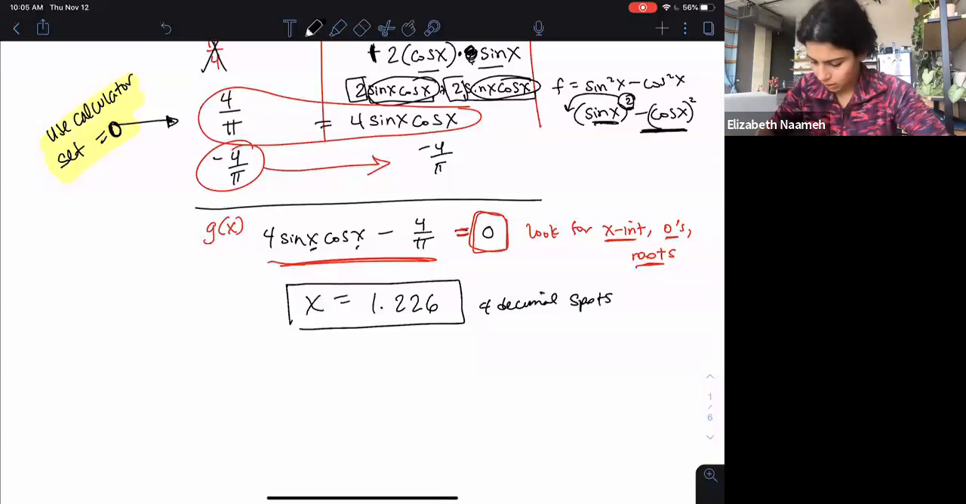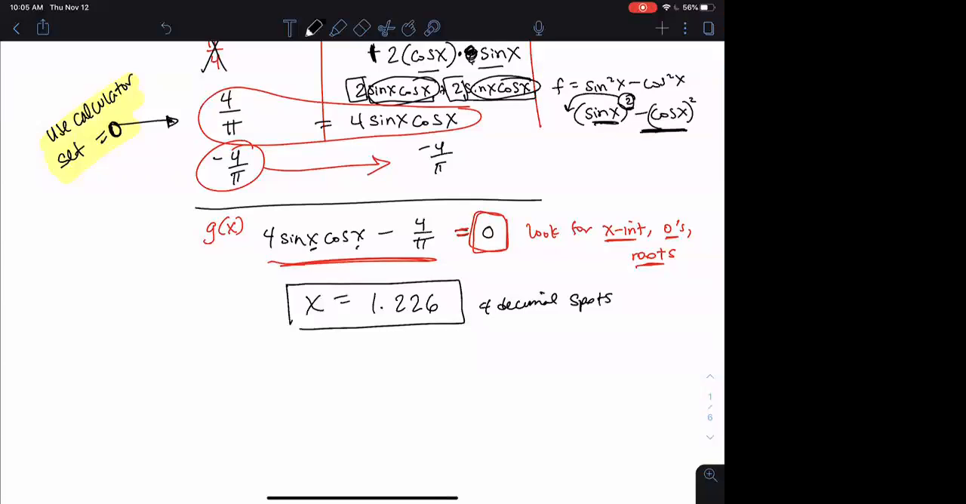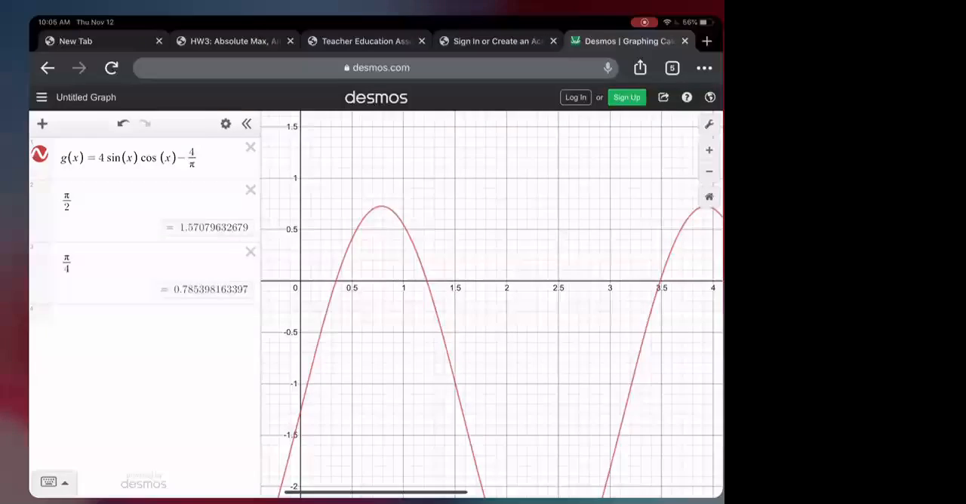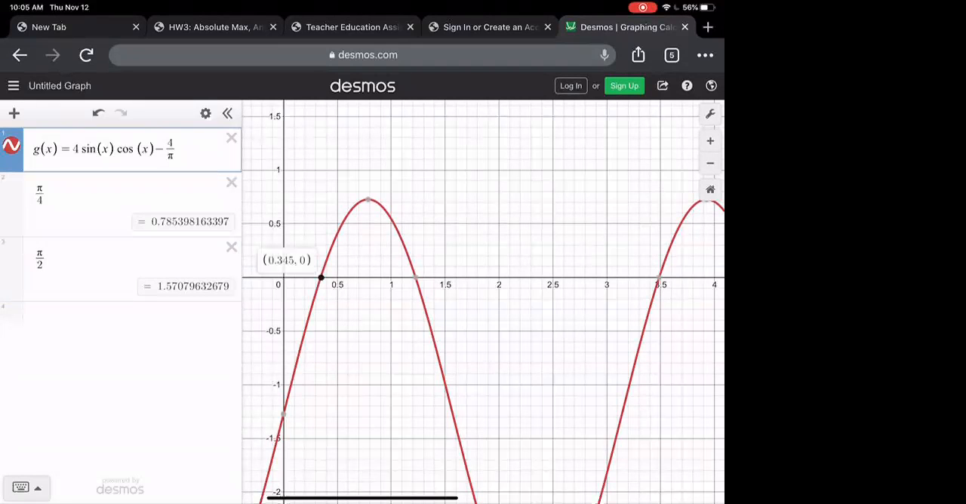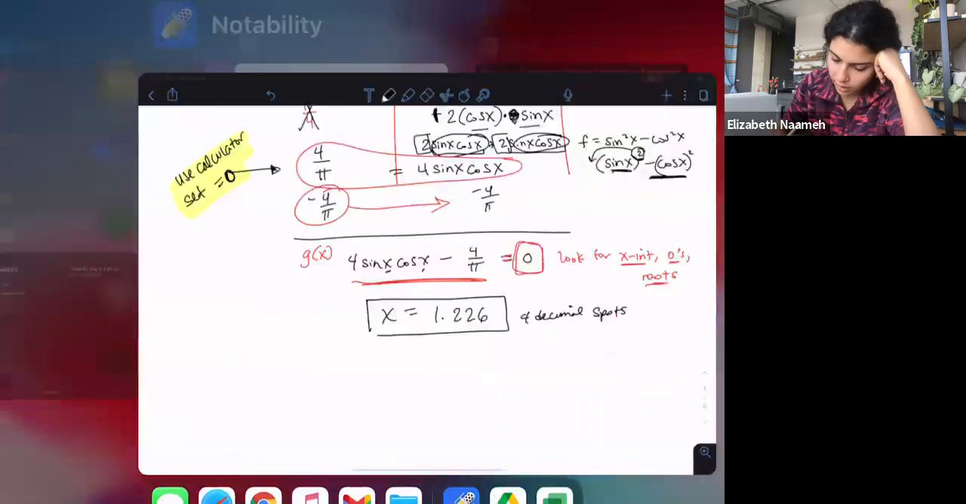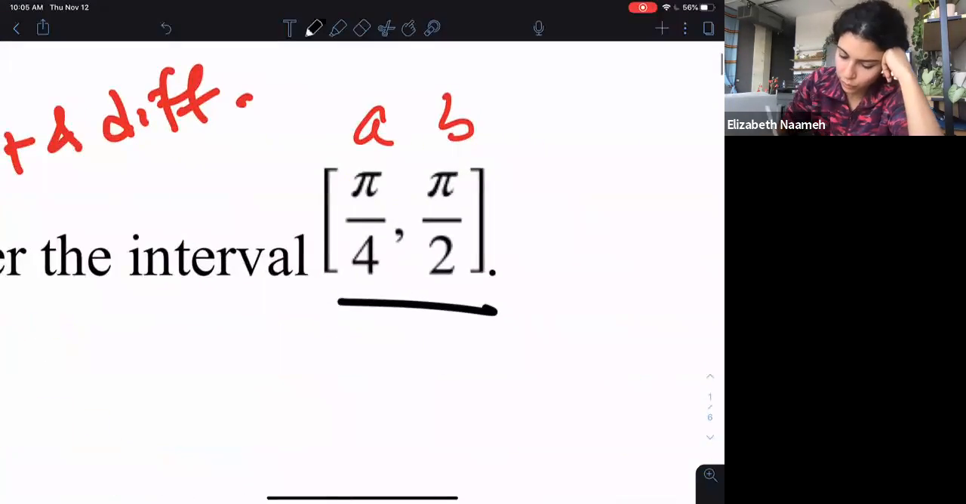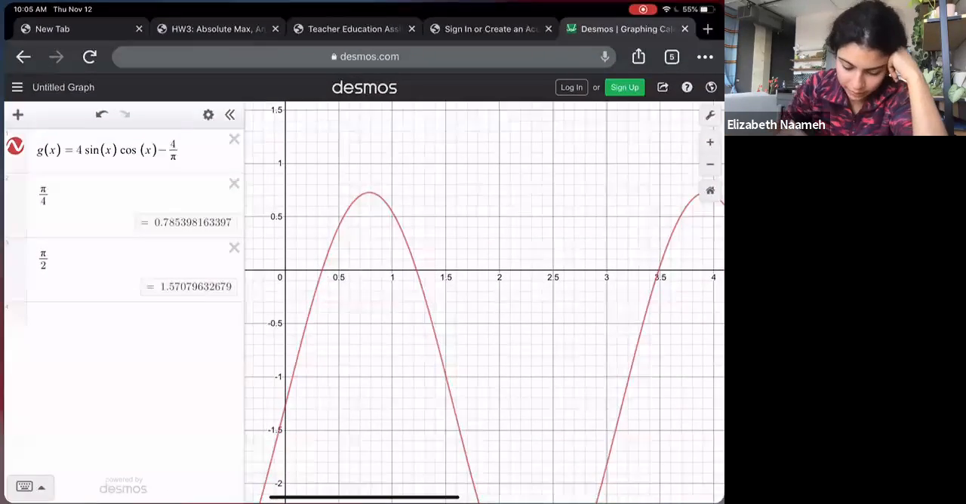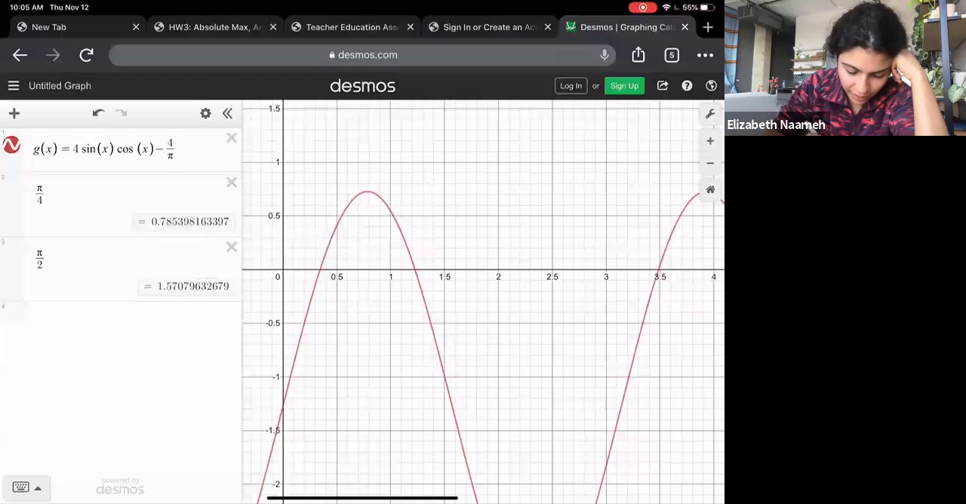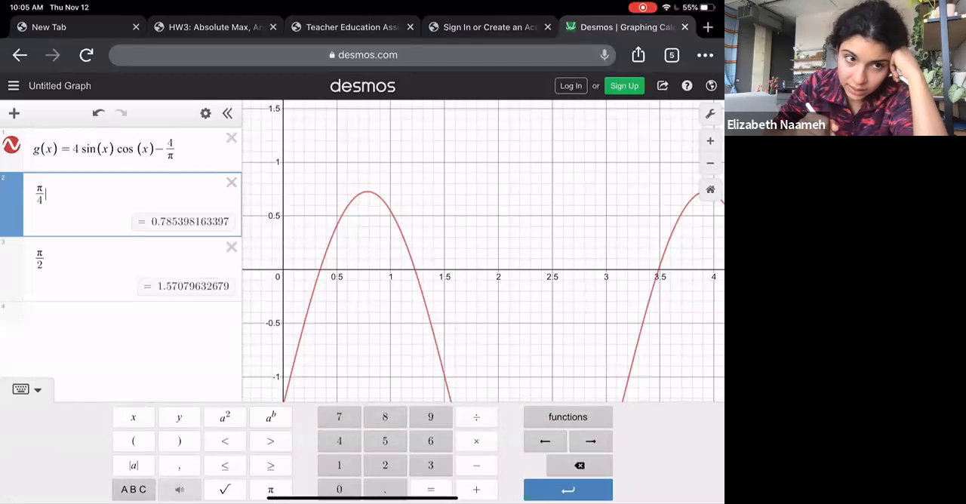Can you go back to Desmos? Sure. Okay, here's my question. Aren't the roots 0.78 and 1.57? That's what I'm confused on. No, the roots are pi over 4 and pi over 2. It's telling me that on the interval between pi over 4 and pi over 2, only give me numbers that fall between that. So on Desmos, I typed in pi over 4. Look at this, I just typed it in to see what it is.